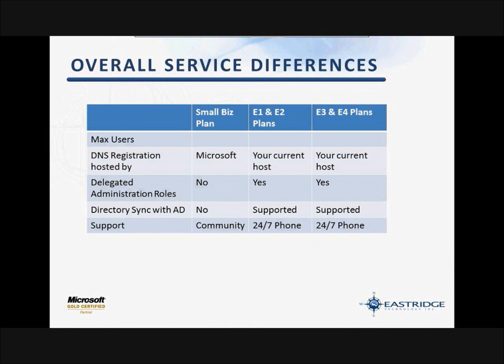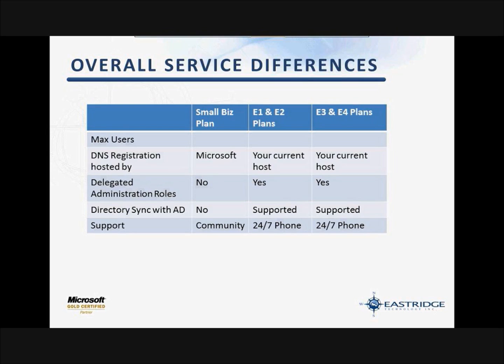When you break it down between the enterprise plans and the small business plans, the E1, E2, E3, and E4, those are all enterprise plans. The big differentiation is if you go with a small business plan, you're basically going to hand over all of your DNS registration directly to Microsoft. If you go with an enterprise plan, then you're going to go to your GoDaddy or your Network Solutions account and point specific email servers or web servers to the Microsoft locations.